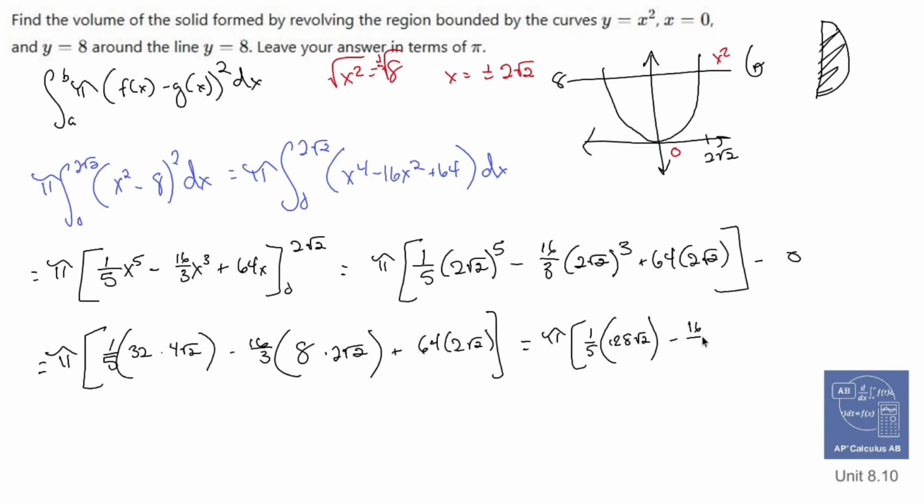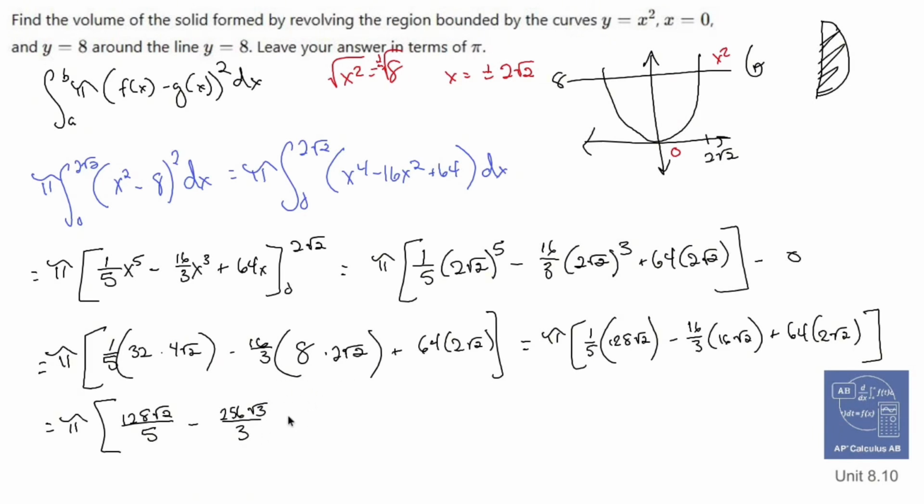Minus 16 thirds, 16 root 2, plus 64 times 2 root 2, (128 root 2 over 5), minus 200... no, 256 root 2 over 3, plus 128 root 2.